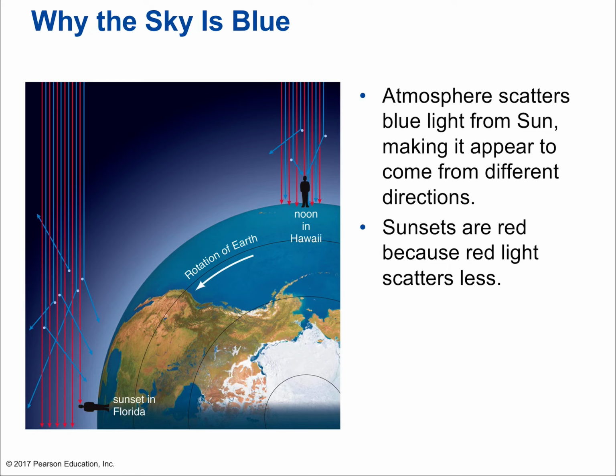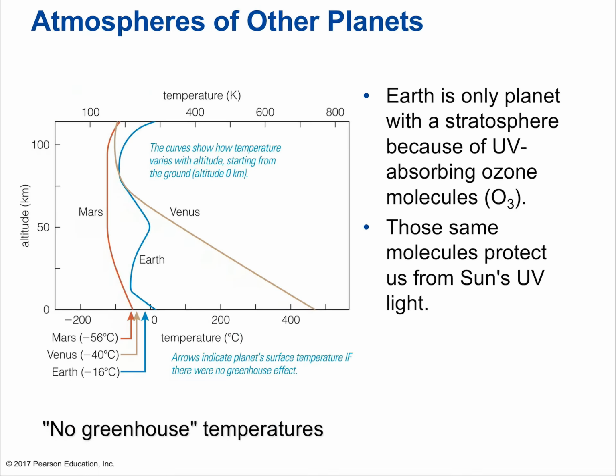So, sky is blue. Well, the atmosphere scatters blue light from the sun, making it appear to come from different directions. So that would be like an observer at noon in Hawaii, they'd see blue light, okay? But then at that same point in Florida, it's sunset, and that observer in Florida is going to see a red sunset because all the blue light got scattered to observers along the way, so only the red light makes it to the observer that is looking at light at sunset, okay? So that means that the same explanation for why the sky is blue is why sunsets are red. It's the scattering of blue light, okay? It just has to do with your direction to observing that light. I think this figure does a good job of showing that, okay?